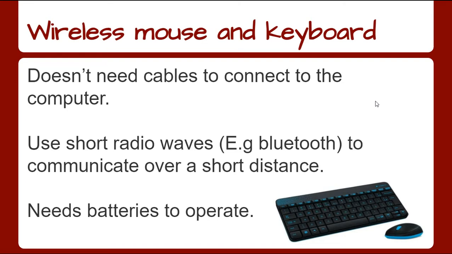You get a wireless keyboard and mouse. You don't have to have cables to connect the device to the computer. It could use short radio waves, such as Bluetooth, to communicate over a short distance. So you would have to have a computer that had Bluetooth as an option. You would enable Bluetooth on the device. You would then have to scan for Bluetooth and select the keyboard and mouse. You need batteries to operate wireless devices. So if the battery is flat and you don't have a backup, that particular device will not work.